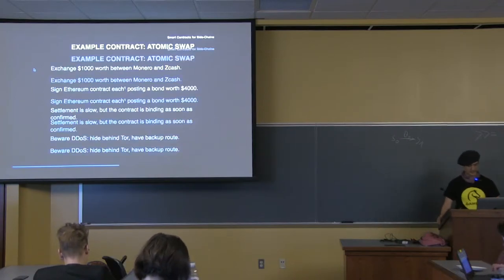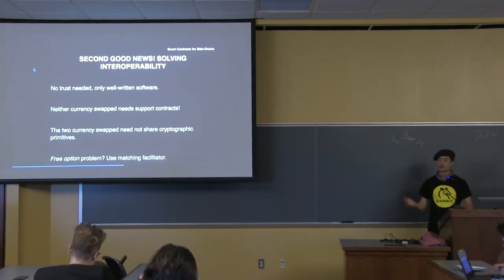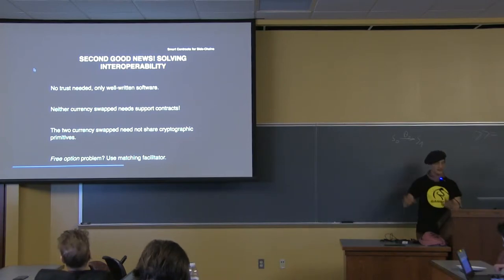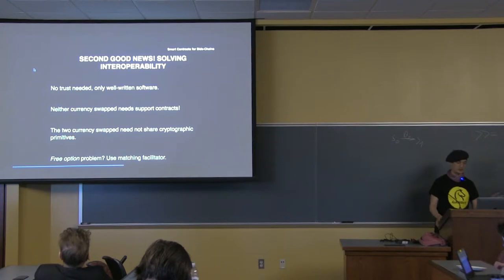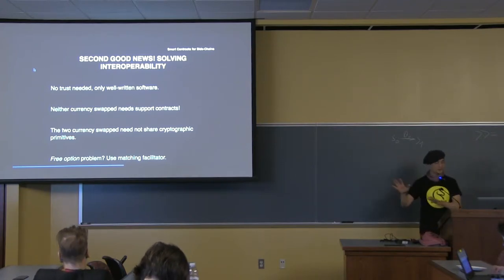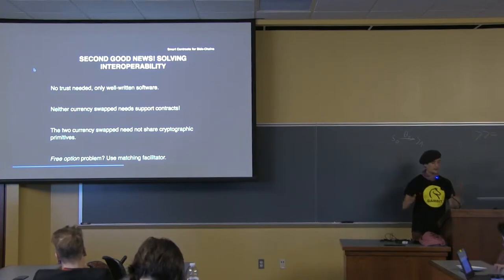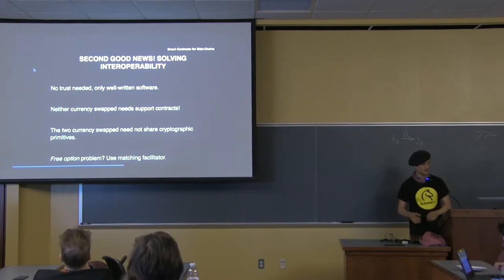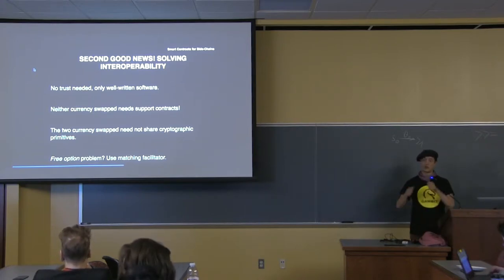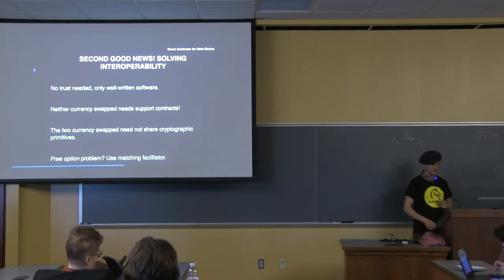Okay. Second good news then, we can solve interoperability. You don't need to trust the other person, you just need to trust the software, which is already hard, but at least it can be written by good people sometimes. And neither of the currencies in the swap needs to support contracts. Neither needs to have compatible cryptographic primitives. You can just interoperate with a good enough smart contract. In one chain, say Ethereum, you can write interoperability for all the other chains.